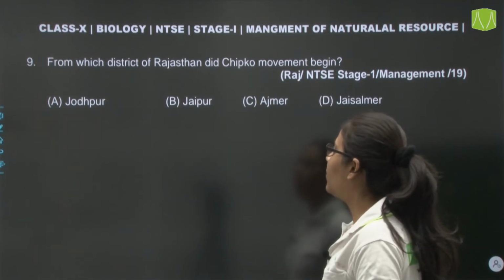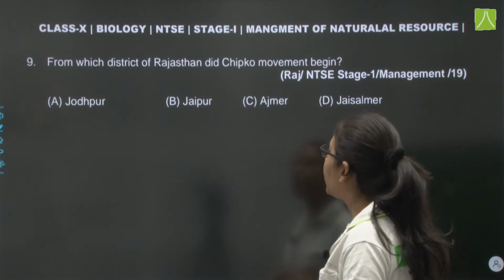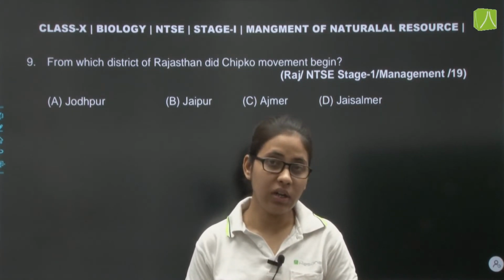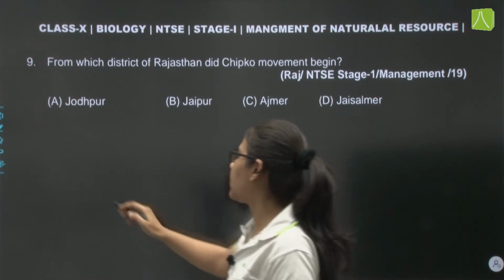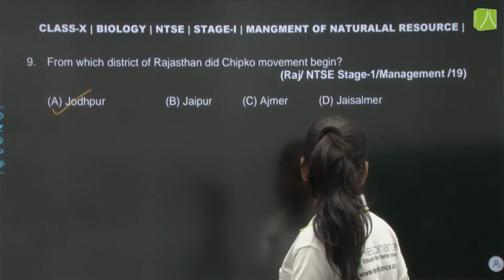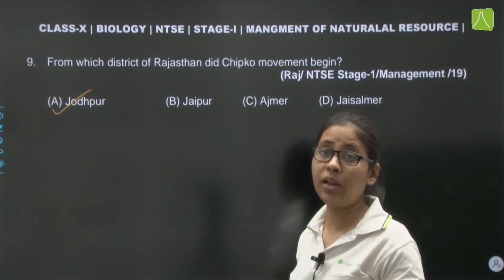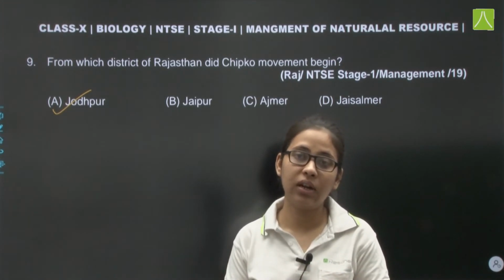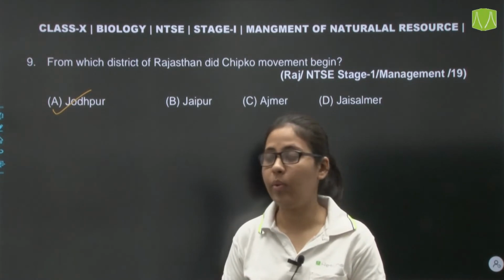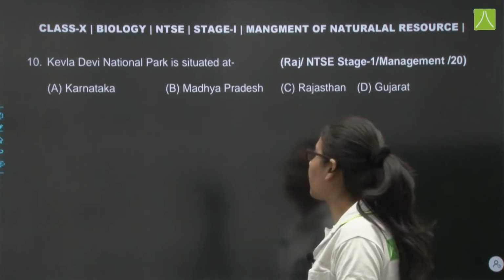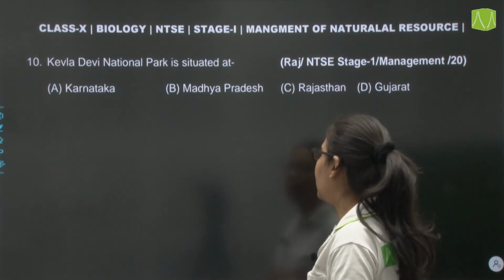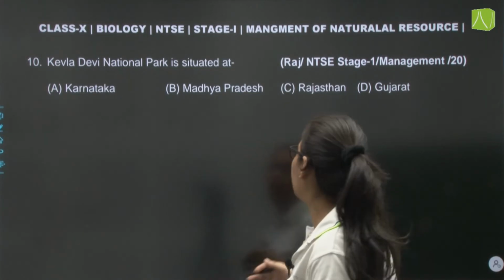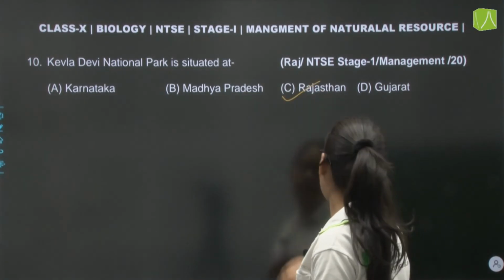Next, from which district of Rajasthan did Chipko movement begin? Chipko movement began from the Khejri village of Jodhpur district. So the correct option over here is A. We know what the Chipko movement is, in which people try to save the trees by hugging them. So it is a movement called the Chipko movement. Next question. Kevla Devi National Park is situated at, it is located in Rajasthan. So the correct answer is C.